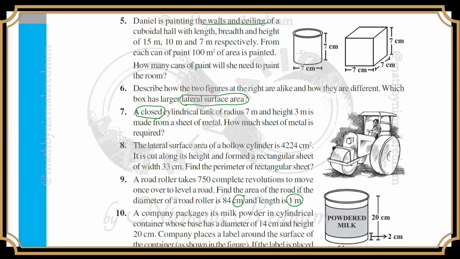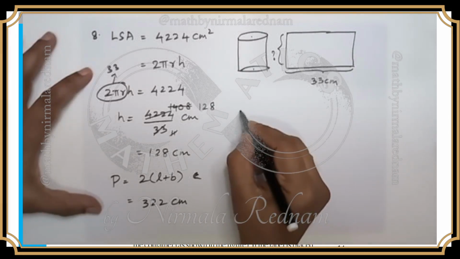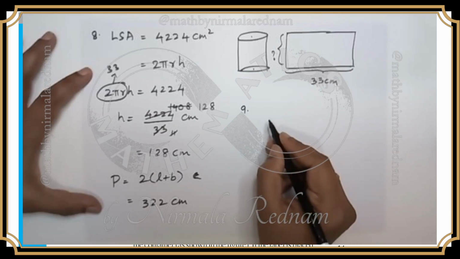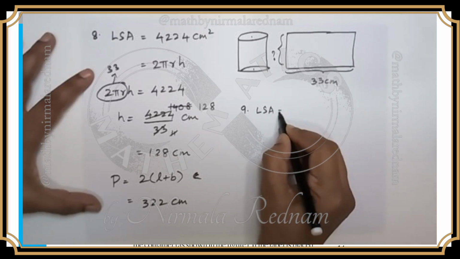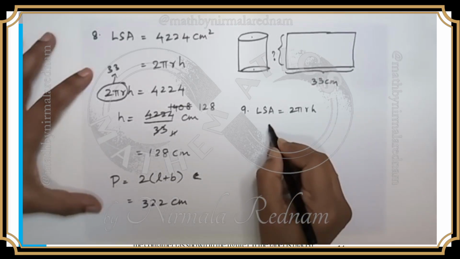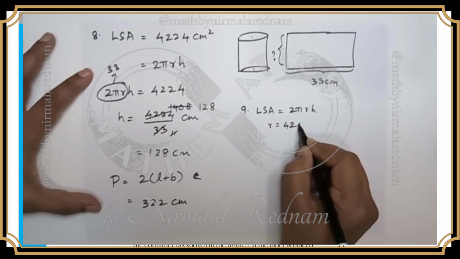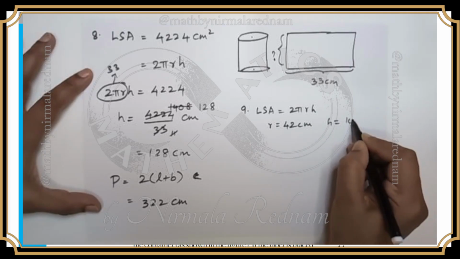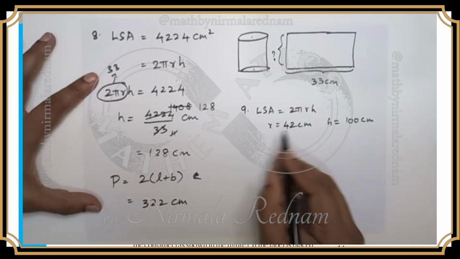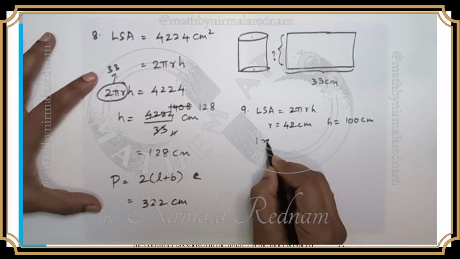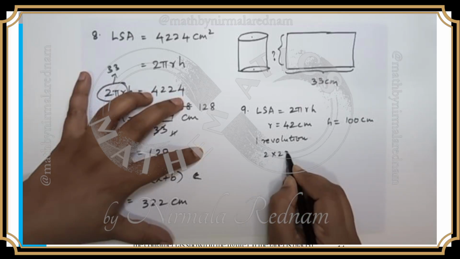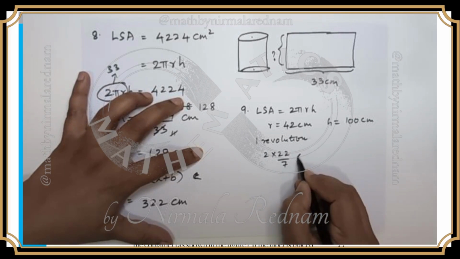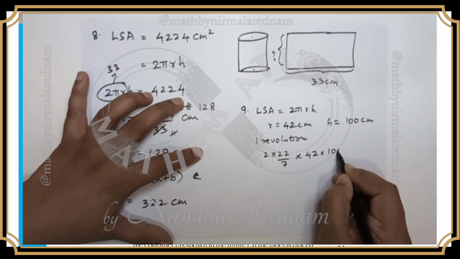So let's look at it now. When the road roller is rolling over the surface, the part that comes in contact with the road to level it is only the lateral surface area, right? And for the cylinder, lateral surface area is 2 pi RH. R is given as half of 84, which is 42, and H is nothing but the length they are talking about, which is 100 centimeters. So for one revolution, the surface area it covers is going to be 2 into 22 by 7 into 42 into 100 square centimeters.